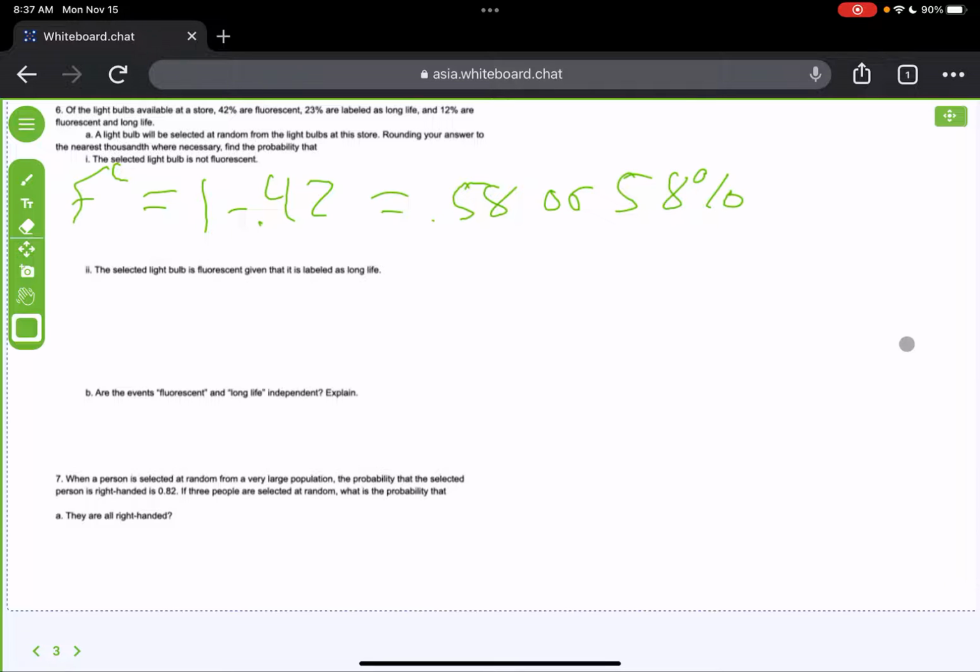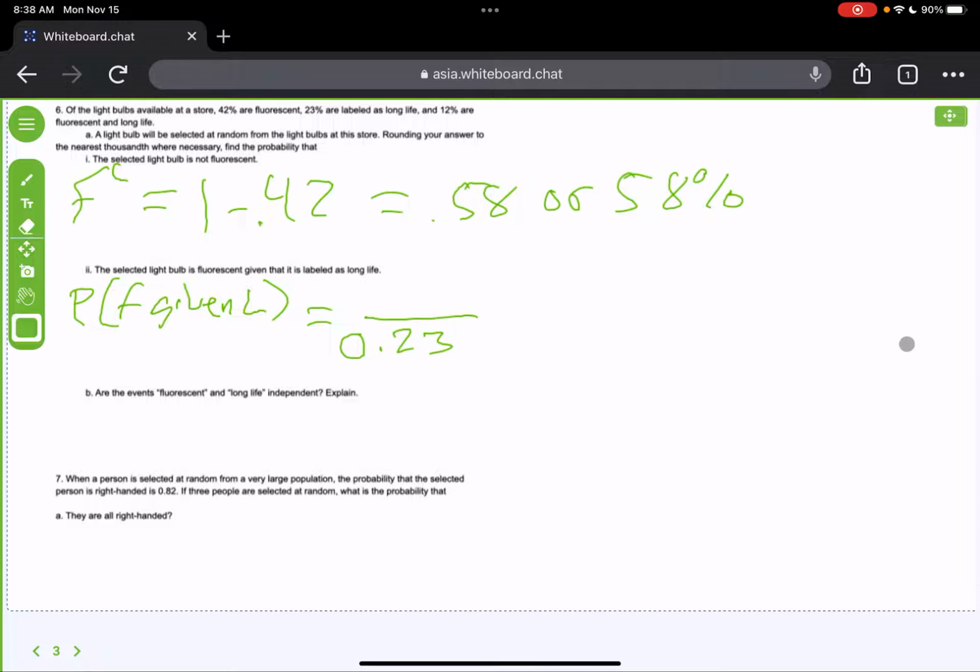What about the selected light bulb is fluorescent given that it is labeled as lifelong? So, remember how we write these? We would say the probability of F given L, can I just call it L for lifelong? Okay. What's going to be in our denominator? Lifelong. Whatever is given is your denominator. So what is given is that it is lifelong, which is 0.23. Lifelong was labeled, or they were 23%.